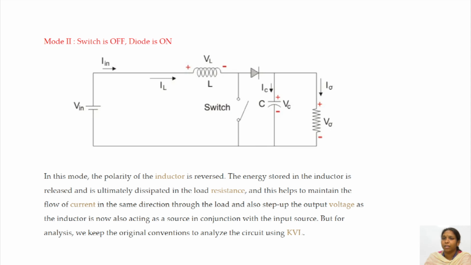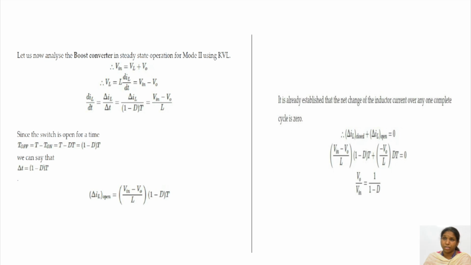But for analysis, we keep the original convention to analyze the circuit using KVL. So, applying the KVL to the circuit, Vin is equal to VL plus V naught. VL is substituted as L into dIL by dt. So, now the equation will become dIL by dt is equal to (Vin minus V naught) by L. Substituting the dt as the T off period, that is (1 minus D) into T, the final equation becomes ΔIL is equal to (Vin minus V naught) by L into (1 minus D) into T. So, equating the sum of the currents during the on condition and off condition to 0, the final equation will be V naught by Vin is equal to 1 upon (1 minus D).